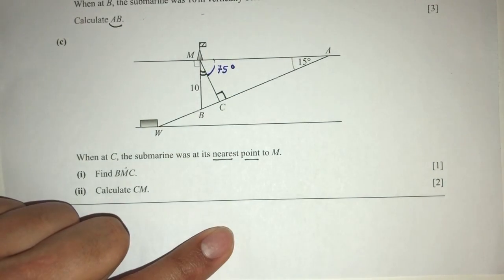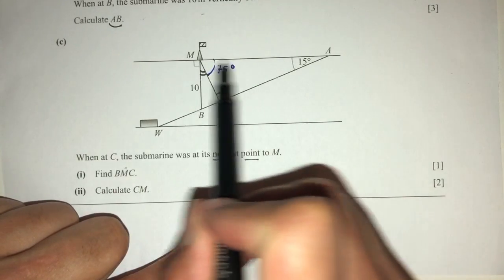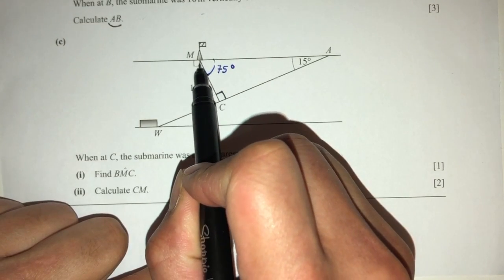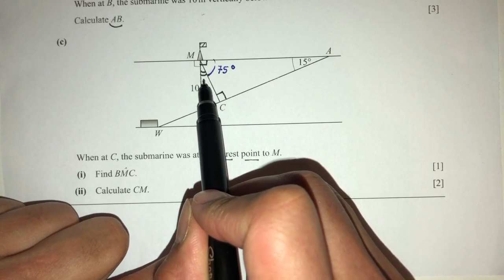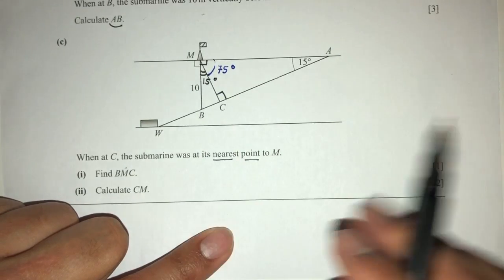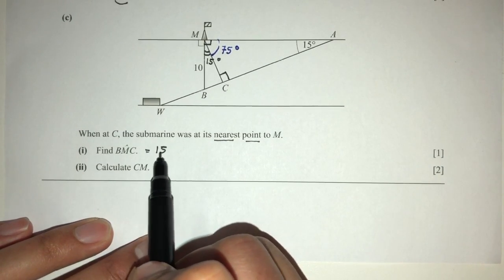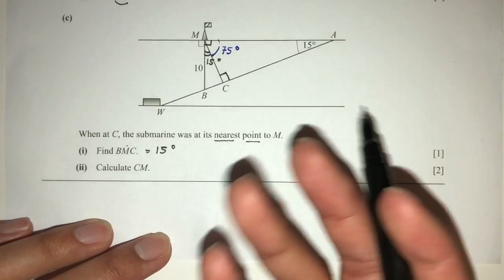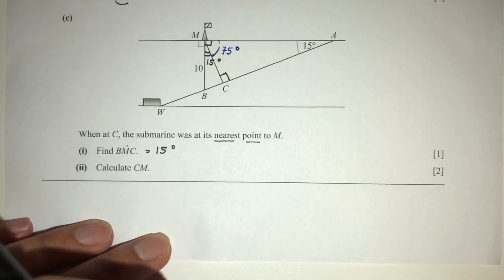Okay, but now again, because this is the surface of the water, it is a horizontal line. This is 90. This will also be 90. So this is 75. This will have to be 15. So the angle BMC has to be 15 degrees. Okay, so that is one way of doing the question. Obviously, there's many ways. There's a more direct way. It is very obvious, but that is one way you can easily understand how to find that value.